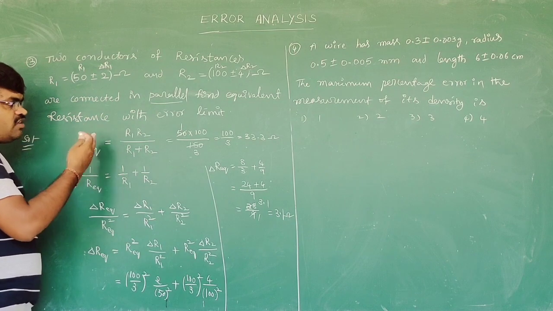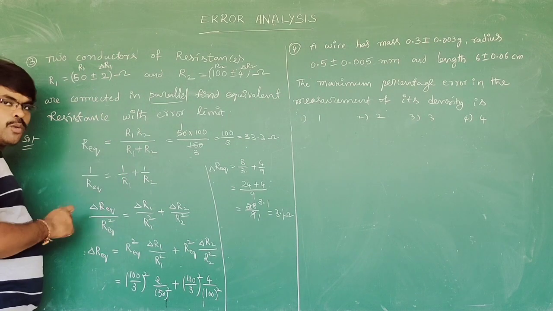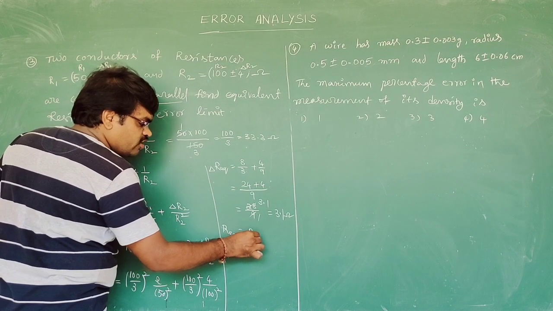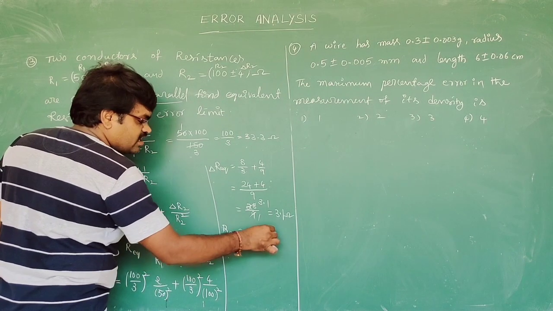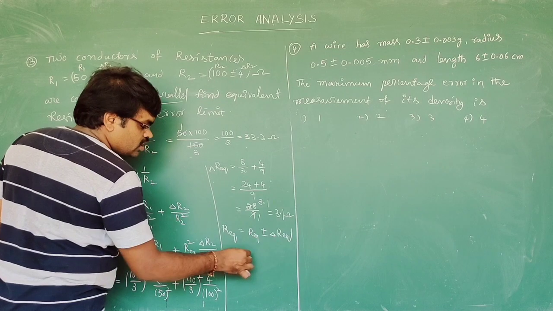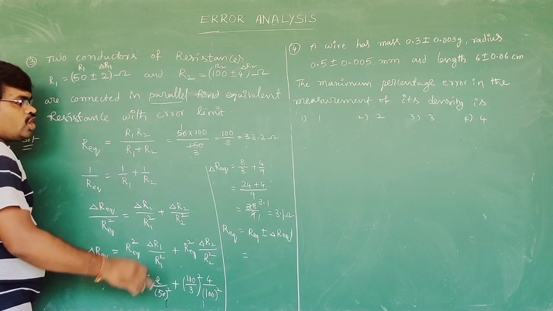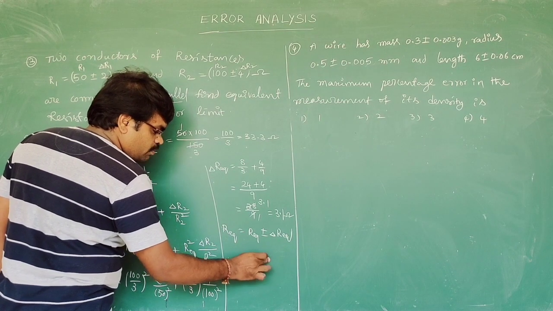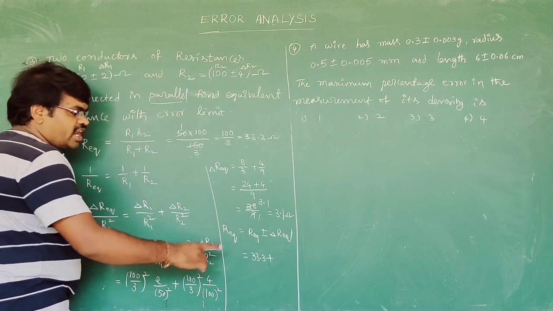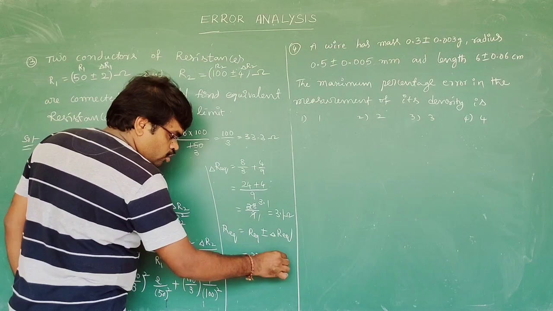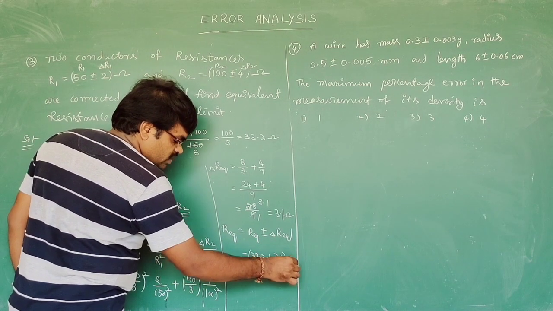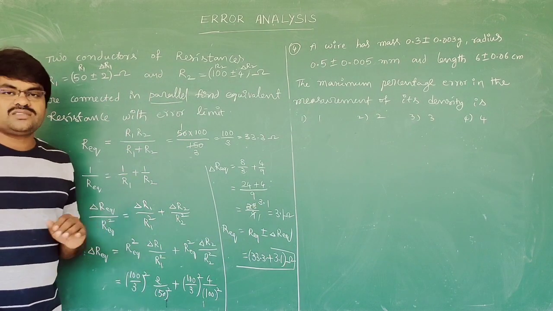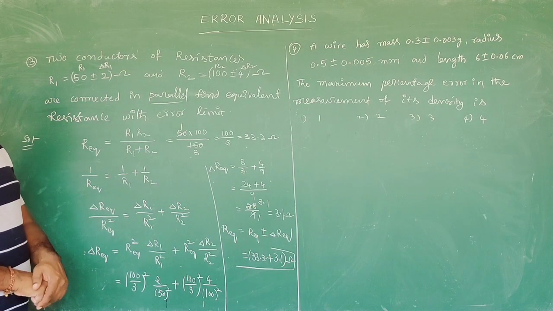Then the equivalent resistance in the parallel combination is equal to R equivalent plus or minus delta Req. That is, what is the Req? 33.3 ohms, plus, now what is the error limit? 3.1 ohm. This is the equivalent resistance in the parallel combination with the error limit. Now we are going to another problem.